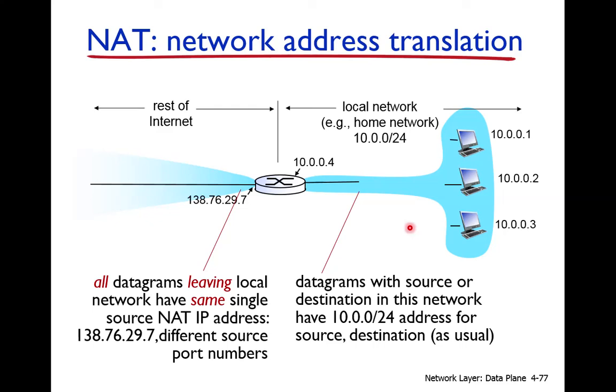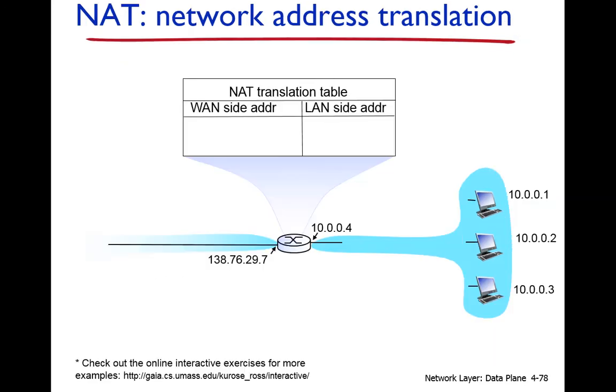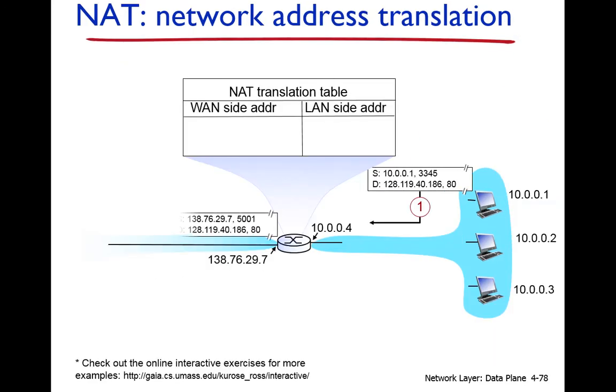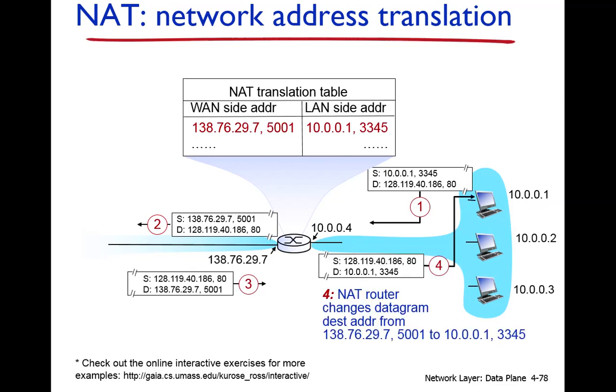So you can see that this NAT solved the IP address depletion problem. That is, if the organization has 4000 or 5000 machines, they need only one public IP address. So we have explained it through an example.